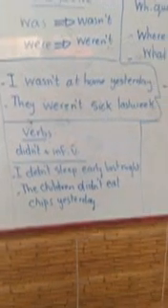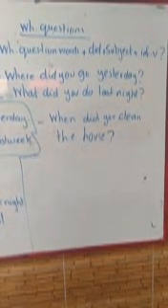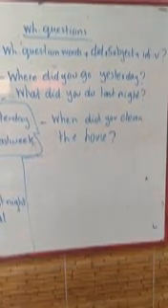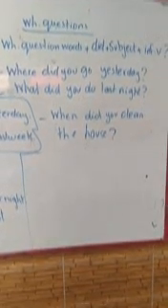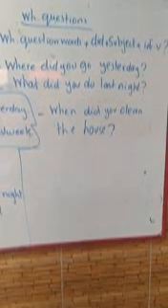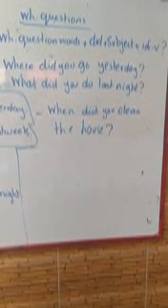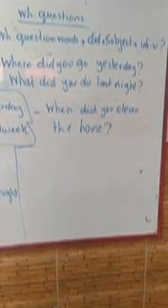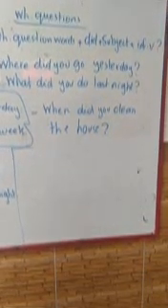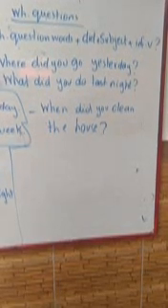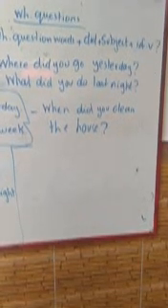Okay. Now we have the WH question. Here we have WH question word and did, subject and infinitive verb. For example, we have where did you go yesterday? What did you do last night? I have WH and helping verb and subject. What did you do last night? WH question word, helping verb, subject and infinitive verb. When did you clean the house? WH question word, and here I have helping verb, subject and infinitive verb.